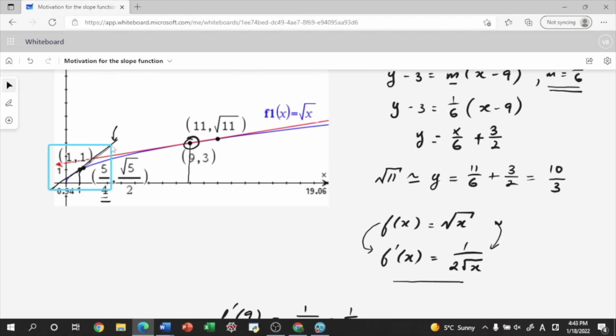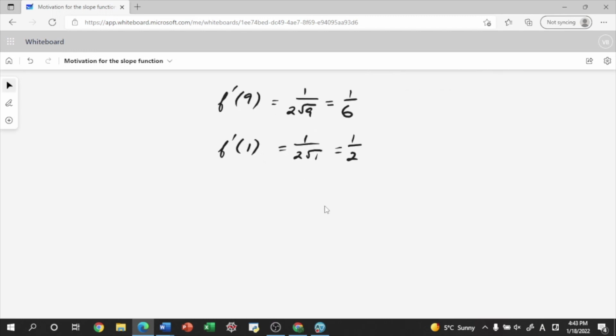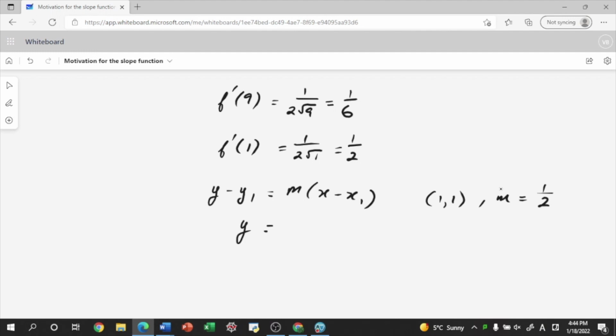If I want to focus on this black tangent line that I've just drawn at the point (1, 1), I use my slope function again. f prime of 1 is equal to 1 over 2 square root of 1, which is equal to 1 over 2. This allows me to use my point slope equation again. y minus y1 is equal to m times x minus x1, where (x1, y1) is the point (1, 1), and m is 1 over 2. Plugging in our values, we're going to get y equals 1 over 2 x plus 1 over 2.